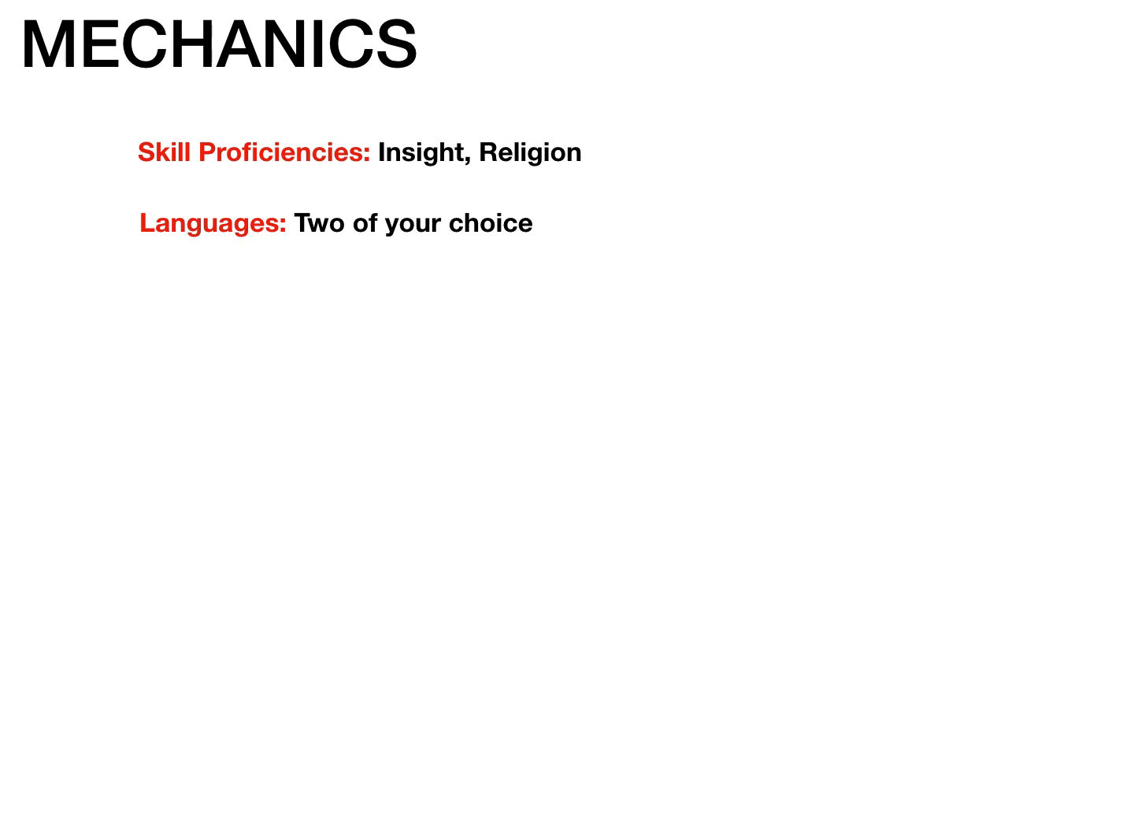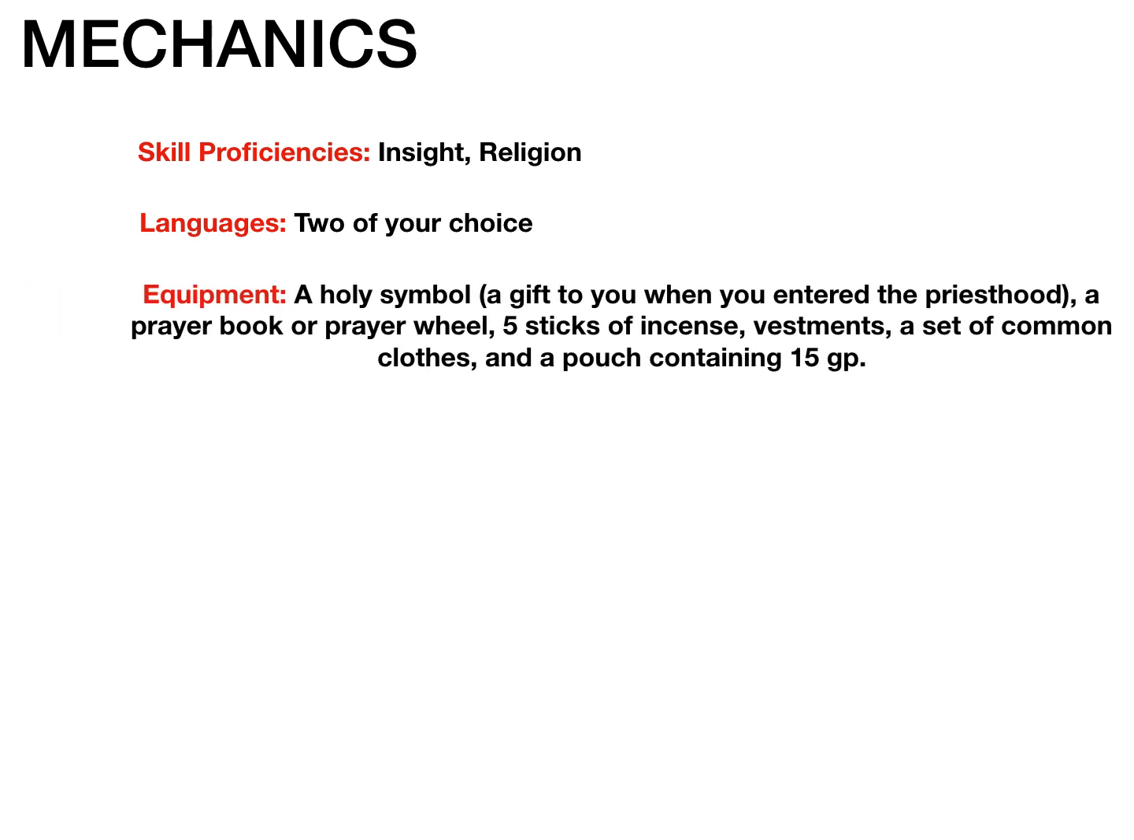Under equipment, characters with the Acolyte background start with specific equipment that highlights their religious affiliation. This includes a holy symbol, a prayer book or wheel, 5 sticks of incense, vestments, a set of common clothes, and a belt pouch containing 15 gold pieces. These items are not only practical but also serve as tangible connections to the character's past and faith.